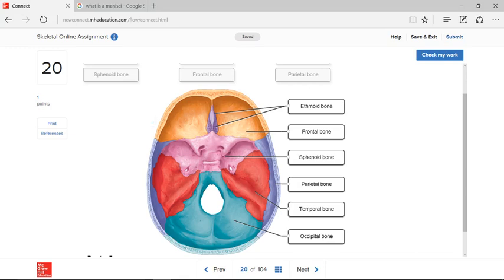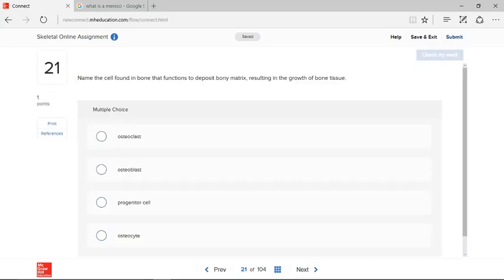Right now, let's just do one more question. Here we go. This is a nice one to end it on. We got the name of the cell found in bone that functions to deposit bony matrix, resulting in the growth of bone tissue.